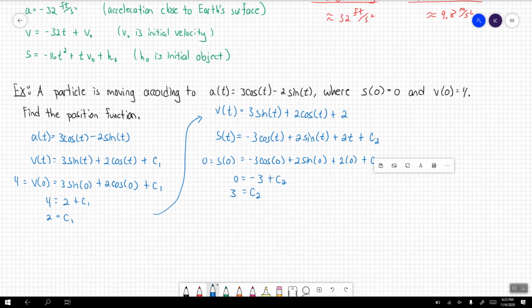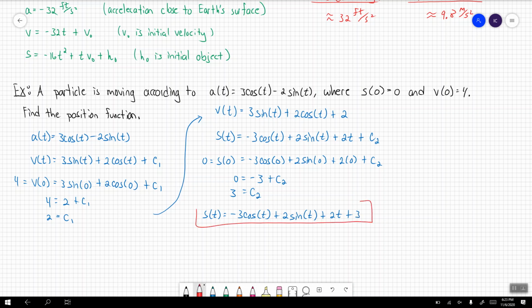So what we have now for the position function s of t is negative 3 cosine of t plus 2 sine of t plus 2t plus 3. And this is that final answer. This is what we need.